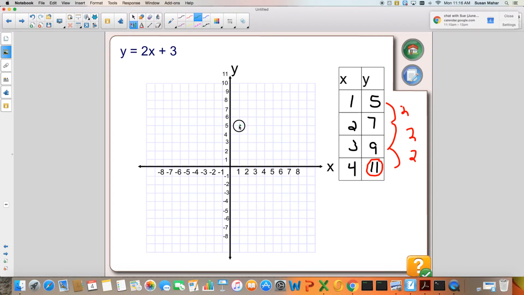So I'm going to put this right here. X is 1 and y is 5. That looks like a 3, but it's actually a 5. Okay, x is 2, y is 7, right here. X is 3, y is 9, right here. And 4 and 11, and I'm kind of off my chart.